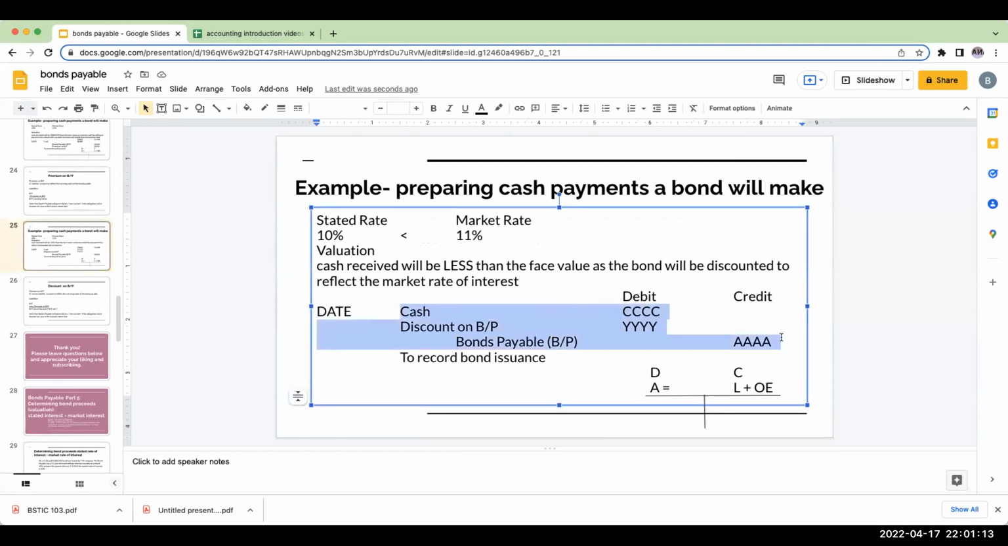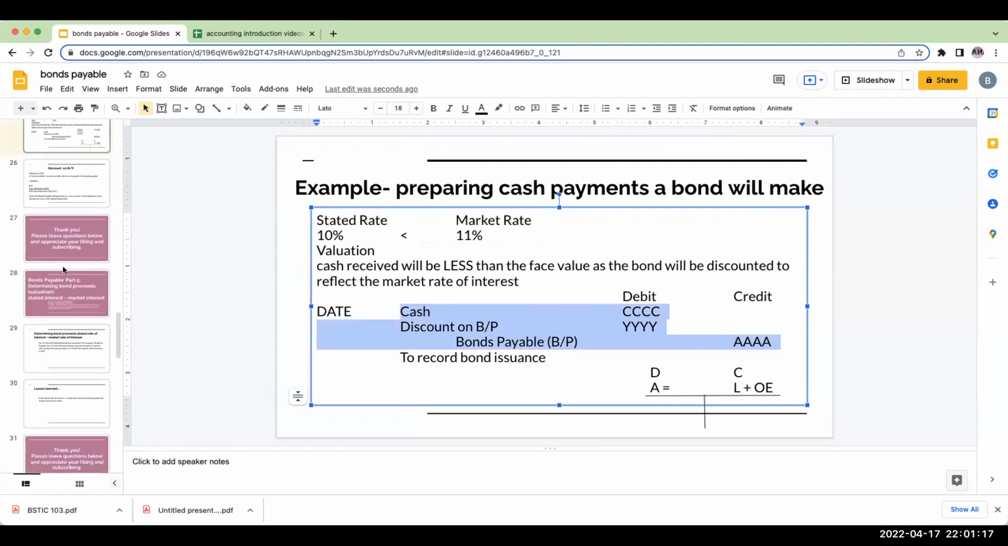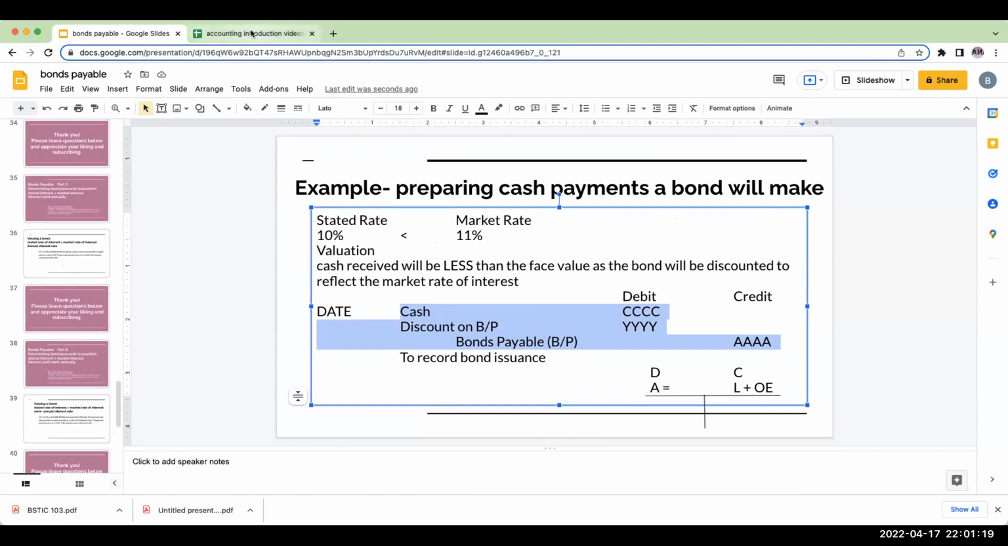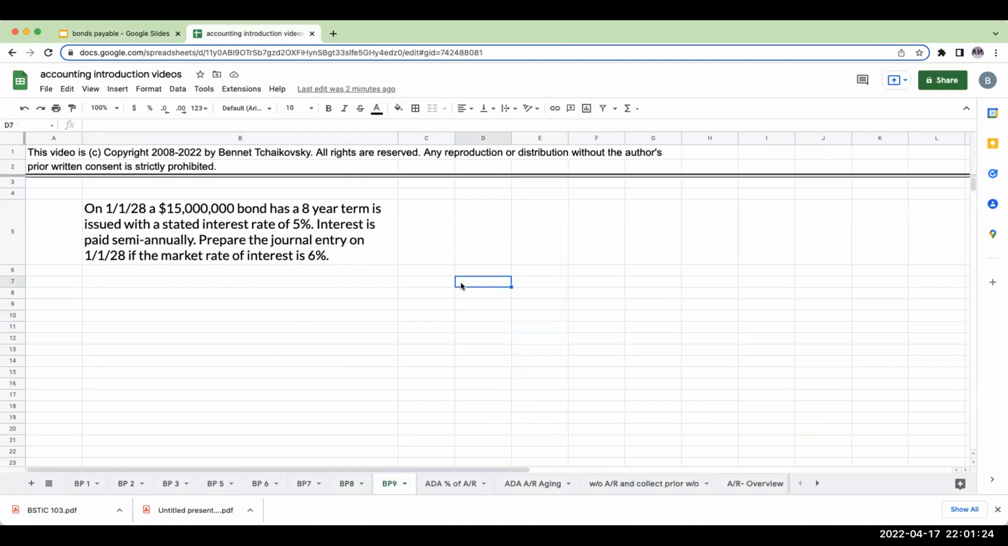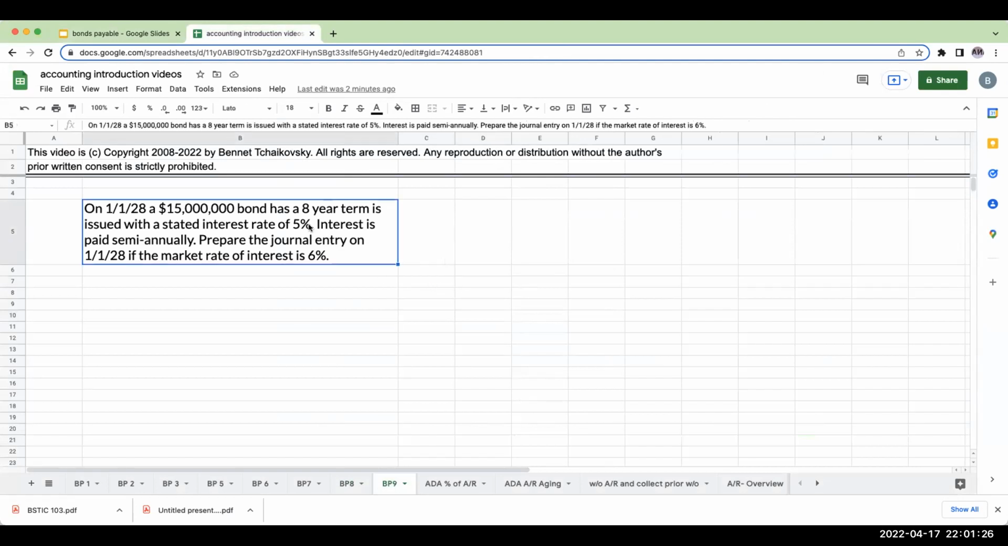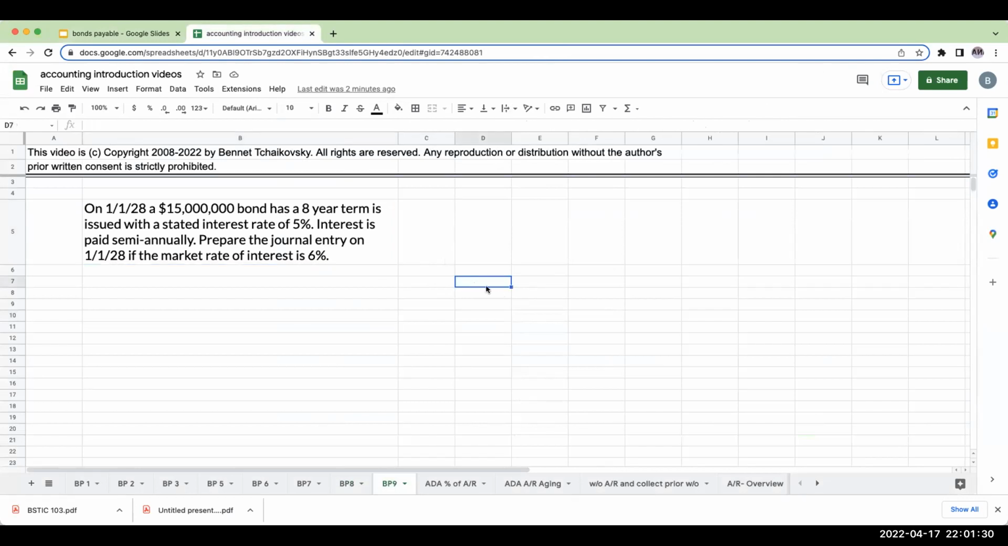And this is always the journal entry that I'm going to use if I have a discount on bonds payable, at least for lower division financial accounting. Okay, let's go ahead and take a look at this. Right over here, my market rate is 6, stated rate is 5. So I know automatically on 1/1/28, I'm going to debit cash, I'm going to debit discount on bonds payable, and I'm going to be crediting bonds payable.